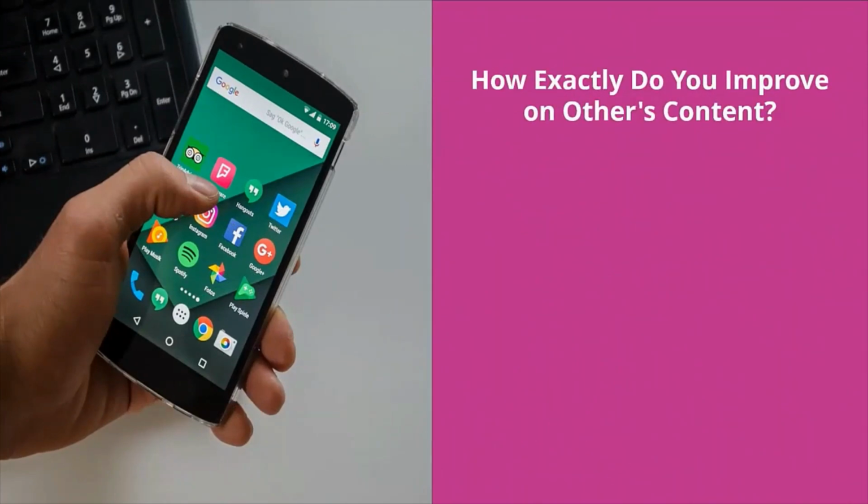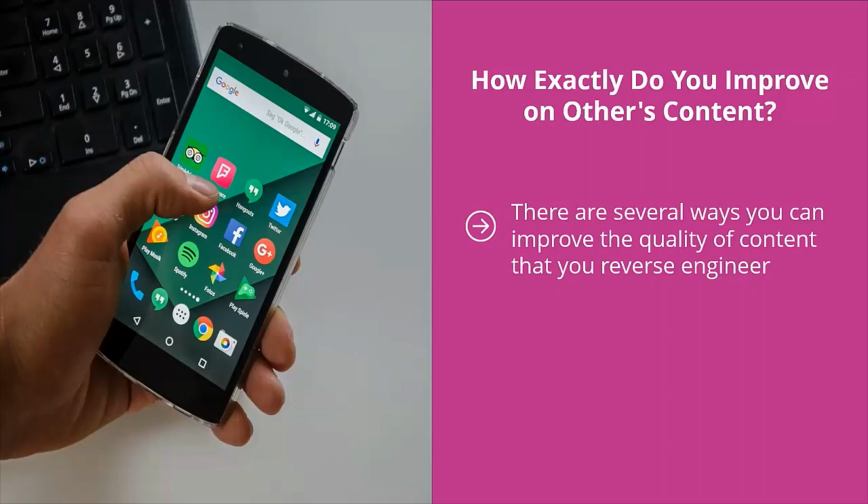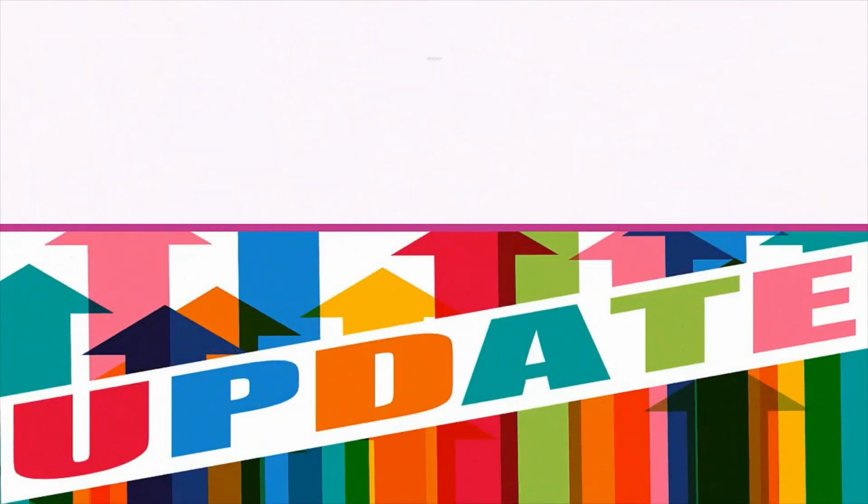How exactly do you improve on others' content? There are several ways you can improve the quality of content that you reverse engineer. Again, you're not copying and pasting here. You're not taking somebody's work and passing it off as your own. No, you're taking ideas so you can create your own original content, but you end up creating better content because you used one or a few or all of the following strategies. To improve content, you should do the following.